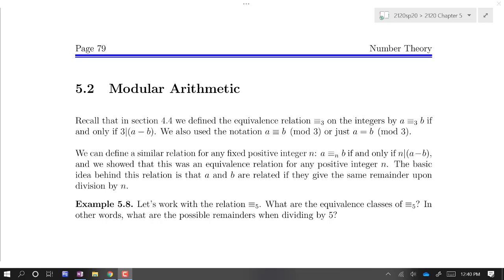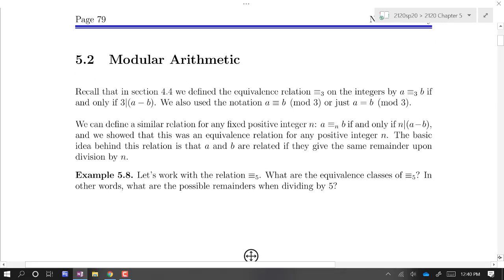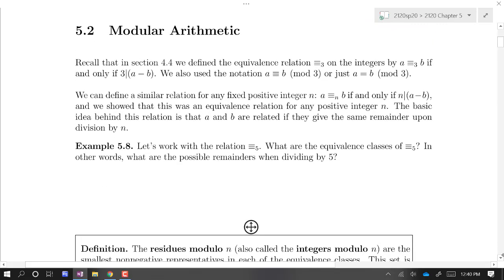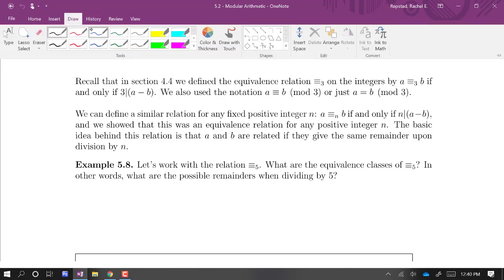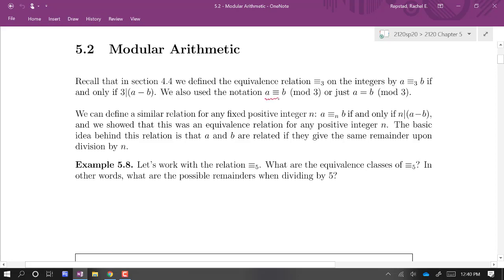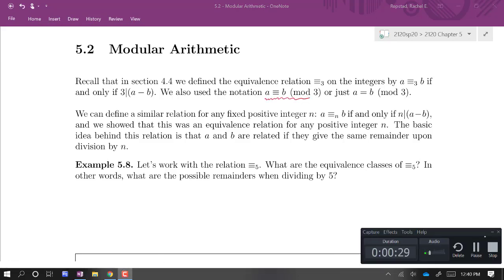In this section, we're going to take a look at modular arithmetic. Back in the last chapter, when we were looking at equivalence relations, one of the relations we defined was a relation on the integers. And we said that a was related to b if and only if 3 divides a minus b, or if the difference a minus b is divisible by 3. And then we used this notation with this triple equal sign, saying that it's equivalent.